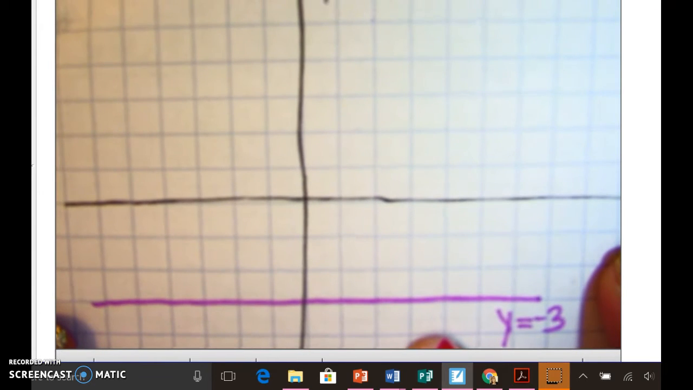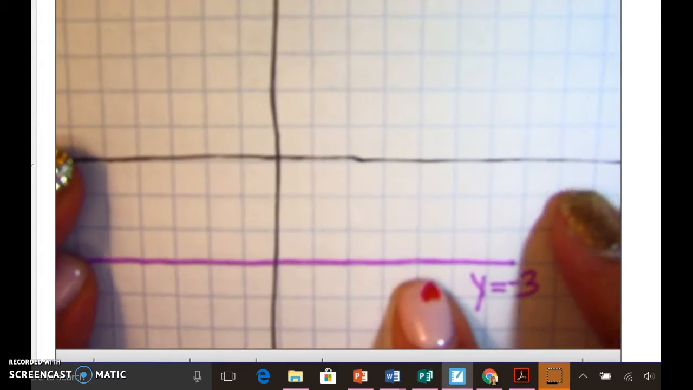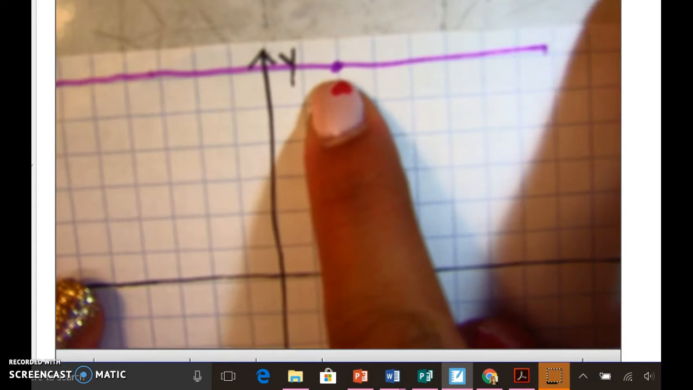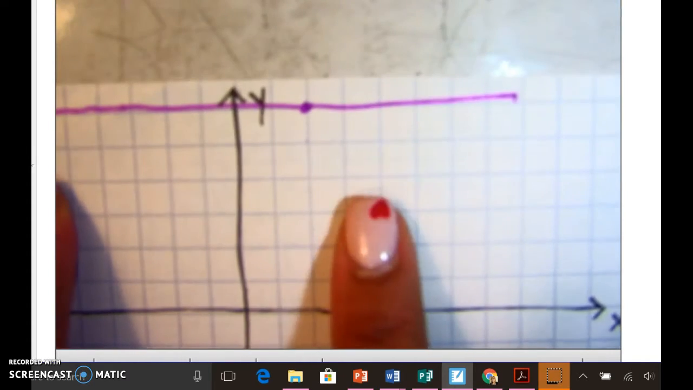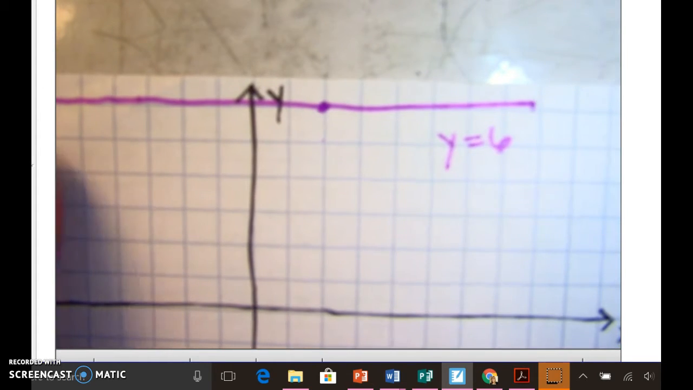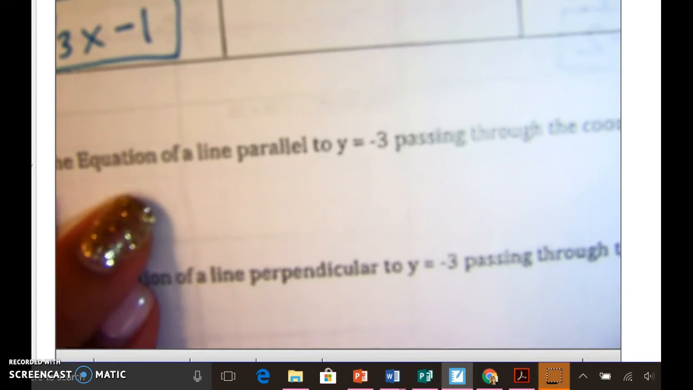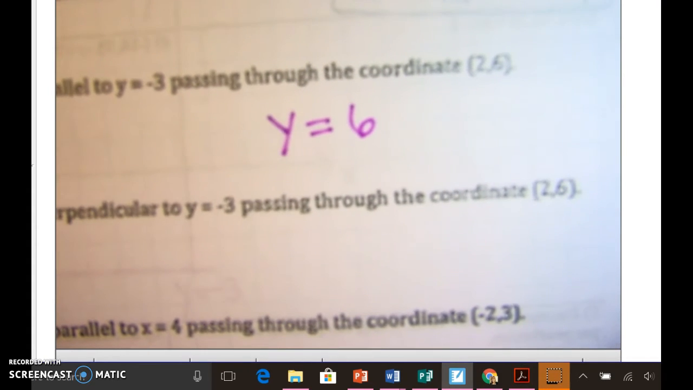Well, the only thing that it could be is this line. This line is parallel to this one. They're never going to cross or touch, and it goes through the point 2, 6. Well, what's the equation of this line? What's y always going to be here? It's always going to equal 6. So when you have equations where you want the line parallel to y equals something, and it goes through a point, it's going to be y equals the y of that point. Here's your equation of the parallel line.